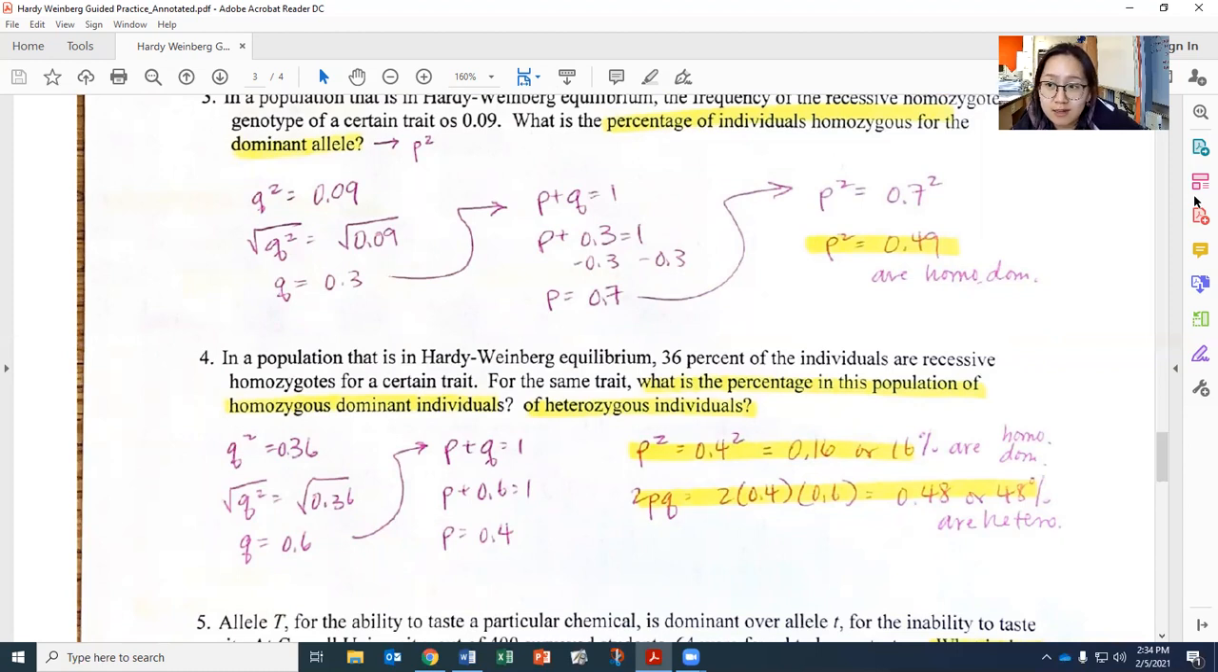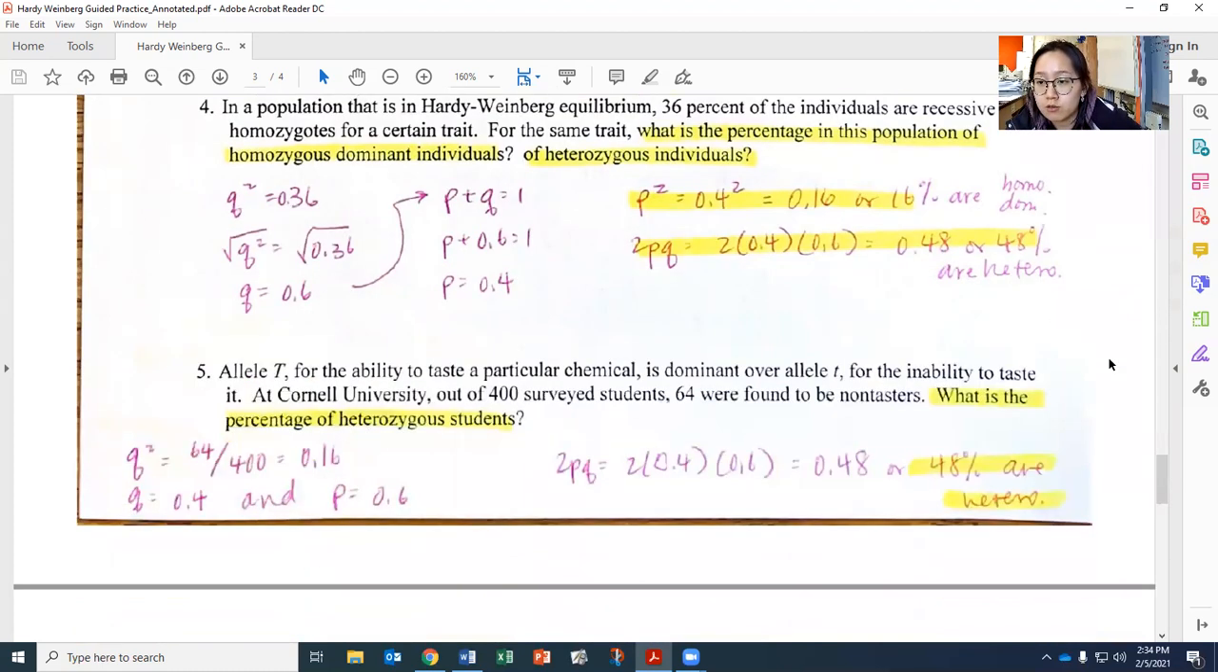And then heterozygous are also easy. It's just 2pq, so it's 2 times 0.4 times 0.6, and that gives you 0.48, or 48% of the population are going to be heterozygotes in Hardy-Weinberg equilibrium.